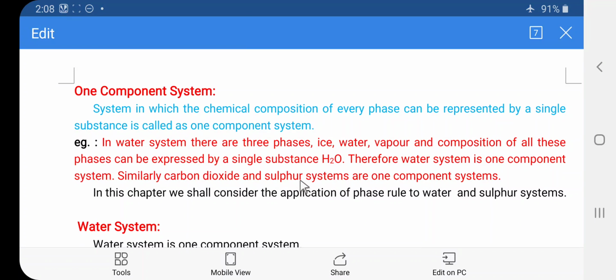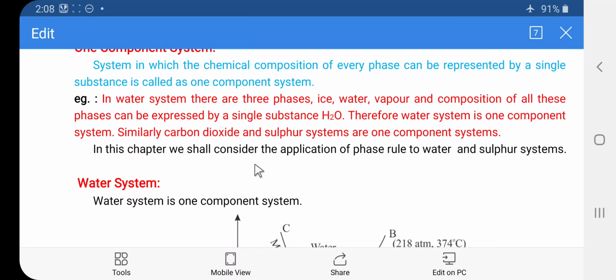When we consider sulfur, there are four phases: rhombic sulfur, monoclinic sulfur, liquid sulfur and sulfur vapors. Again, these four phases are chemically sulfur. So the sulfur system is a one component system. Similarly, carbon dioxide is also a one component system.